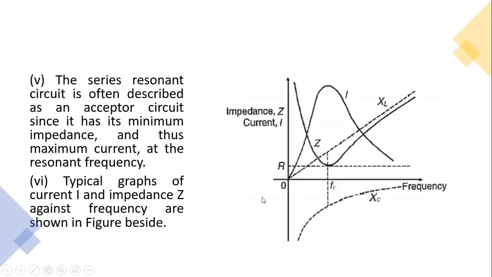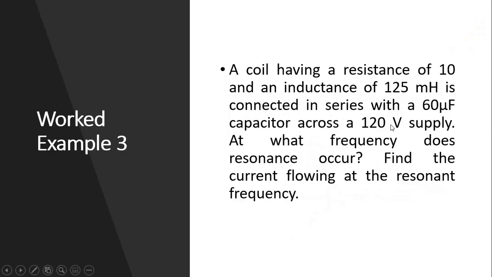Then the series resonance circuit is often described as an acceptor circuit since it has its minimum impedance and thus maximum current at resonant frequency. Also, typical graphs of current and impedance against frequency are shown in this figure. You should take note of this figure. It is a very important figure when you are designing resonance circuits. So we have a worked example on that too.